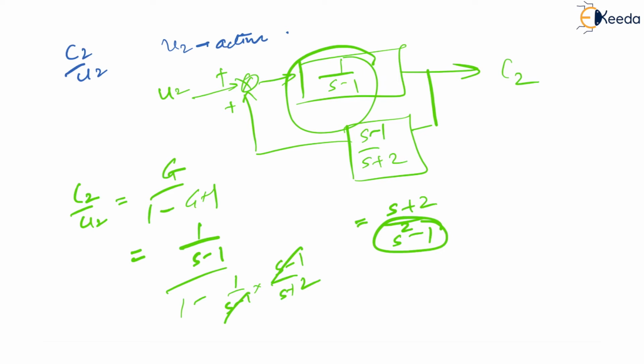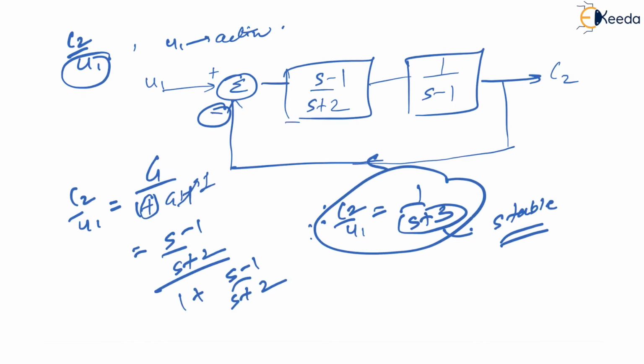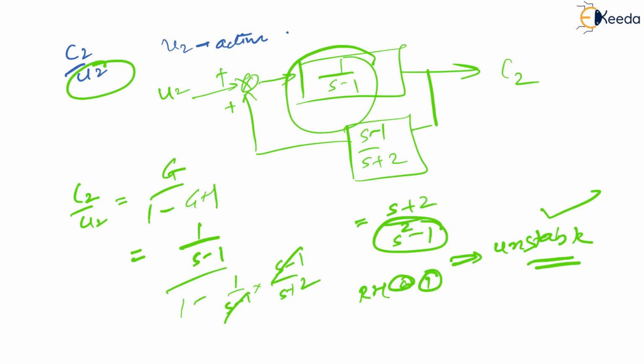S squared minus 1 indicates that there are repeated poles on the right half at 1, which means the system is unstable. So I can say now that for input U1 it is stable, but for input U2 the system is going to be unstable. So the answer is option D, stable for input U1 but unstable for input U2. Is that right? Now let us see one more problem.